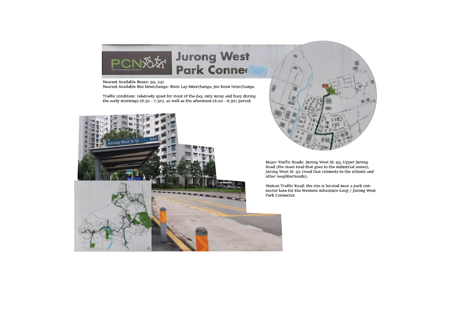Page 5 shows the nearest buses available, which are 99 and 241. The nearest bus interchanges are Boon Lay Interchange and Joo Koon Interchange. The major roads nearest to the site that would be busy in the mornings and the afternoons would be Jurong West Street 93, the location where I did the site analysis data gathering, and Upper Jurong Road. It actually leads to the industrial zones. And Jurong West Street 92 is a road that connects to 93 and leads to the other schools.